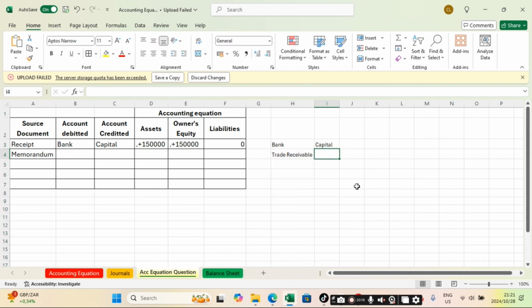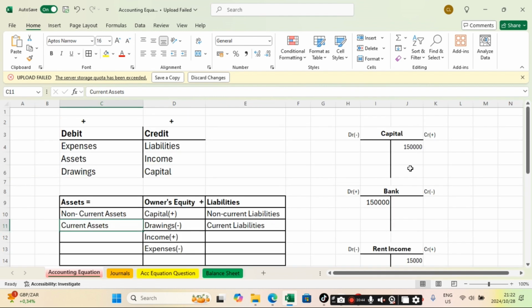What else will be affected? Our credit losses. Credit losses will be affected. So our trade receivable and our credit losses will be affected because we are trying to write off that amount. Since we are trying to write off an amount, these two accounts will be affected. So now we know the two accounts that will be affected. So going back, the two accounts are trade receivable and credit losses.